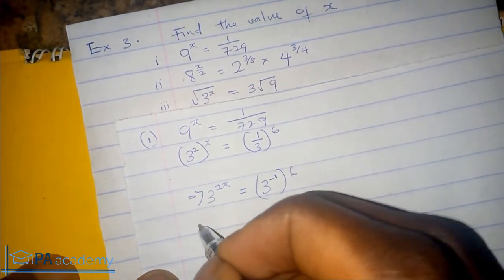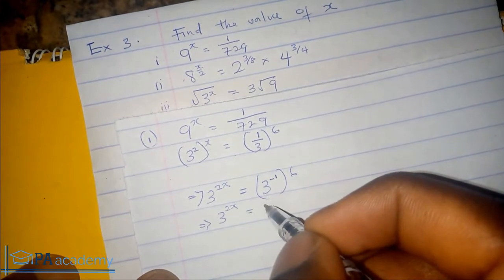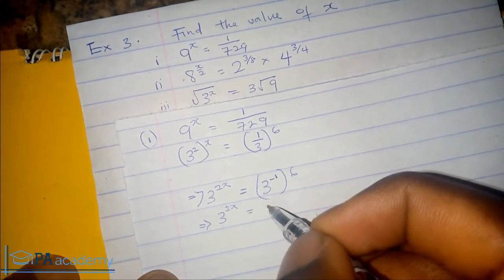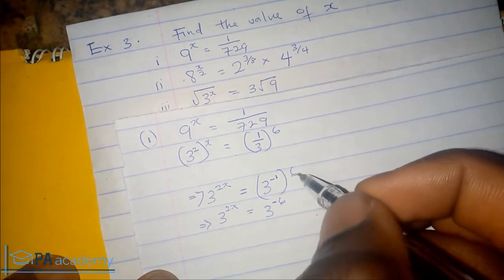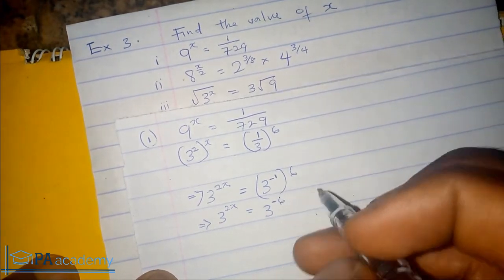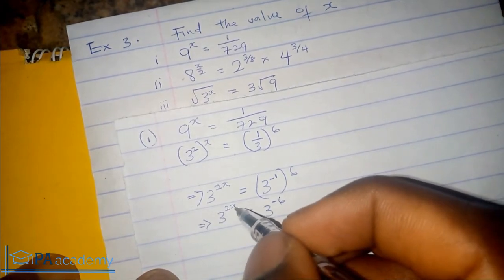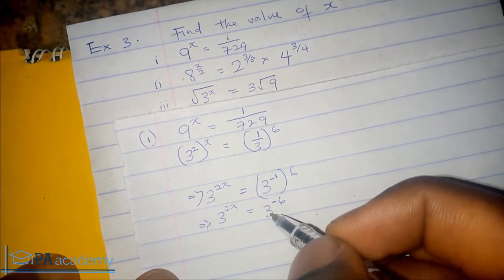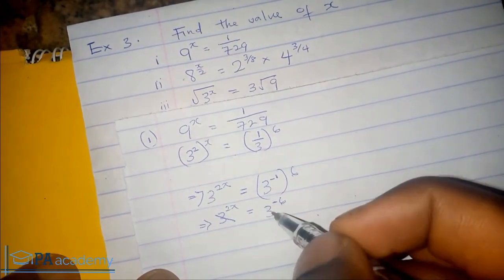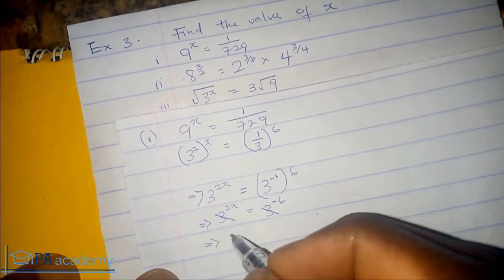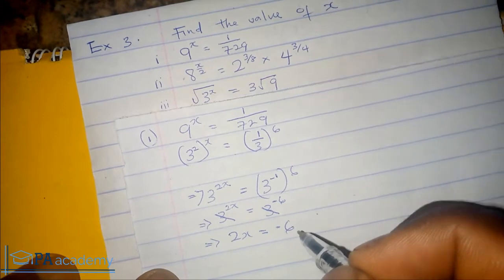If you simplify it further, we have 3 raised to power 2x is equal to 3 raised to power minus 1 times 6, that's minus 6. So at this point, since we have 3 raised to power 2x and 3 raised to power minus 6, both of them have base 3, we can cancel them out, leaving us with 2x is equal to minus 6.